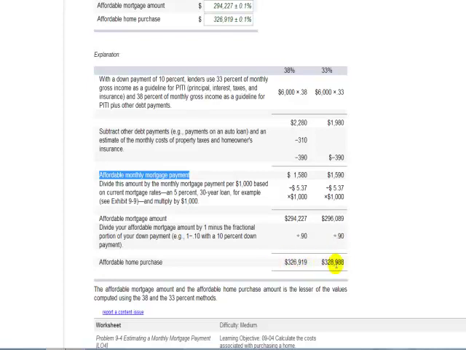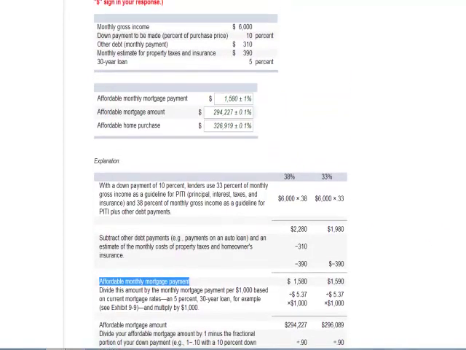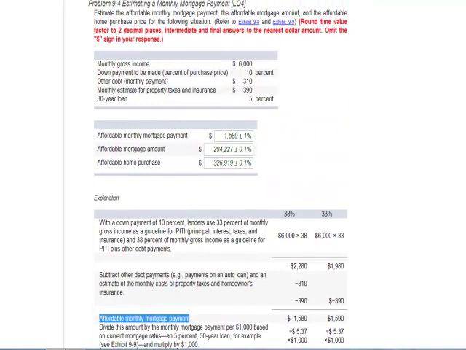You take the smaller of the two, and that means that the affordable home purchase price would be, under these circumstances, $326,919.